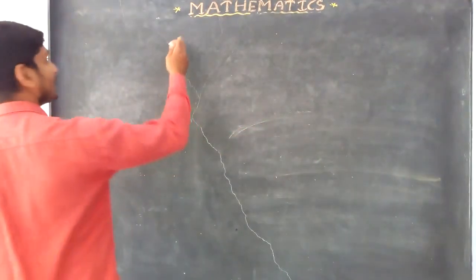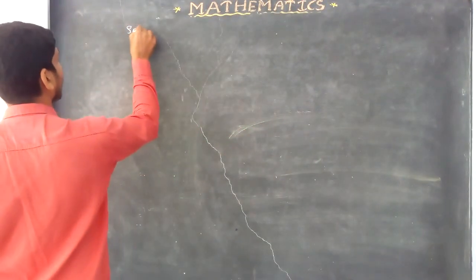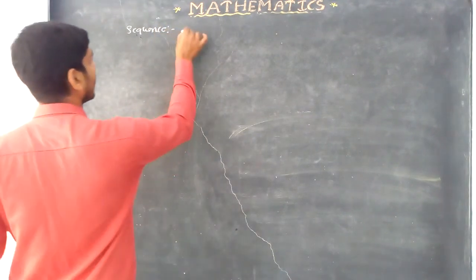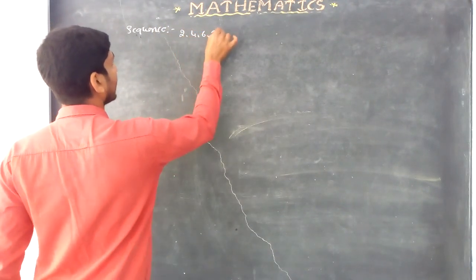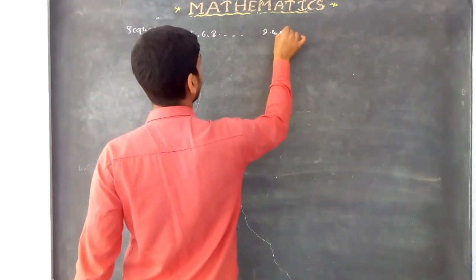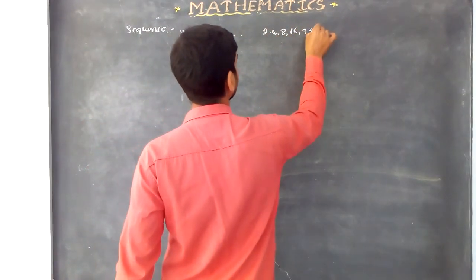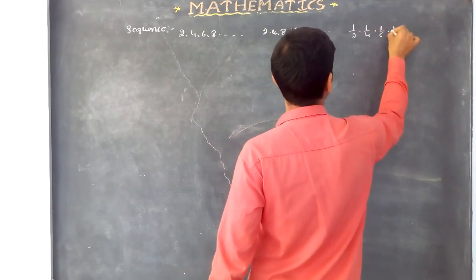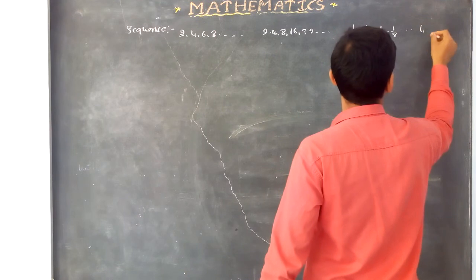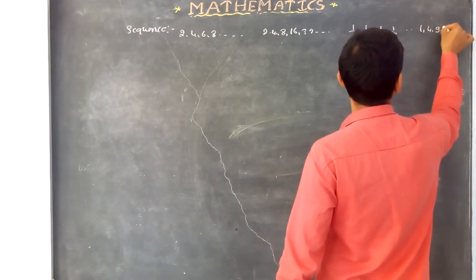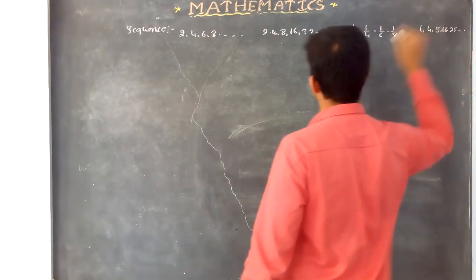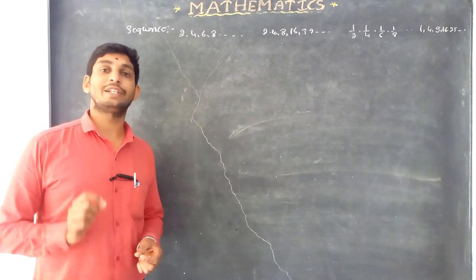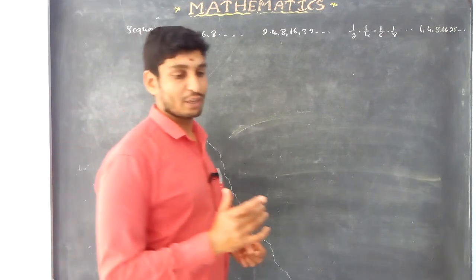Yes, the name of the lesson is arithmetic progression. Another name of progression is sequence. What is the sequence? This 2, 4, 6, 8 so on is called sequence. 2, 4, 8, 16, 32 so on is called sequence. 1 by 2, 1 by 4, 1 by 6, 1 by 8 so on is called sequence. 1, then 4, 9, 16, 25 so on, it is also called sequence. Then what is meant by sequence? Orderly arrangement of numbers according to certain rule.